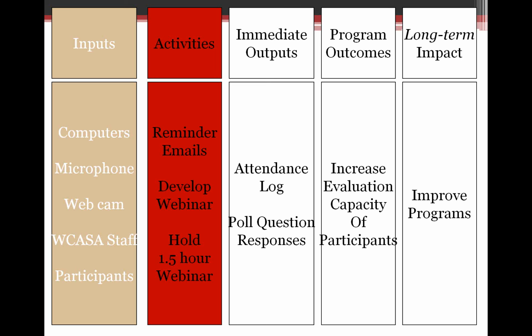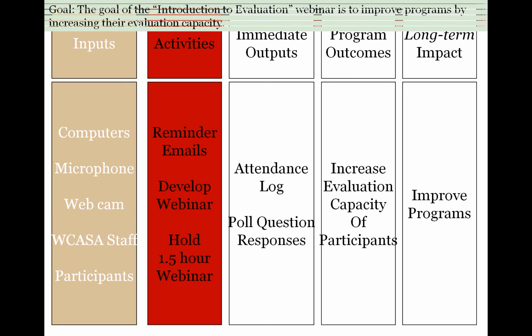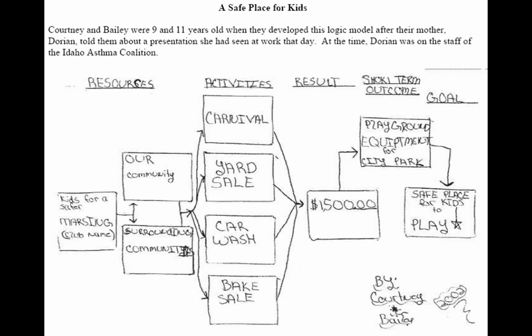So, I don't know, that looks a lot easier, right? I think that maybe is something that we could sit down and do in 5 minutes for some of the work that we're doing. And to also demonstrate that, here, goal. A lot of people will put a goal on the top of their logic model. Frequently, it might be a mix of their outcomes and impact, or it could be something different. So here I'd say the goal of this webinar is to improve programs by increasing their evaluation capacity.